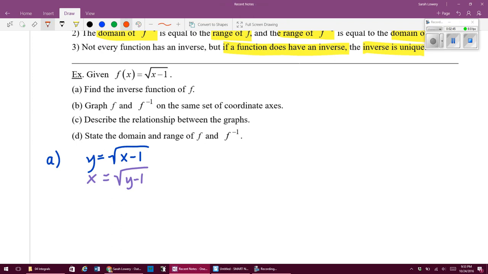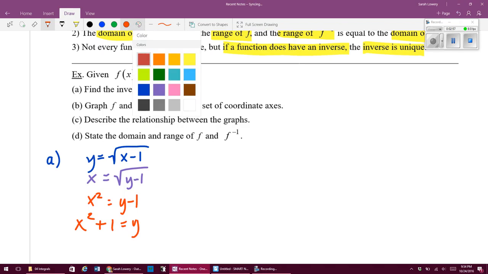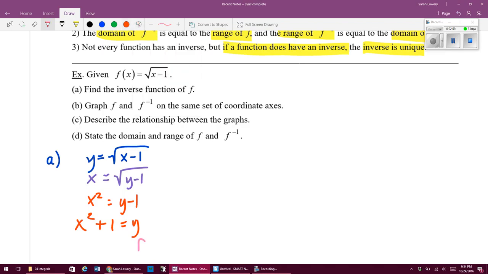So if I want to get rid of the square root, I'm going to square this and get y by itself, and I get x squared plus 1 is equal to y. So instead of y, we're actually going to say that this is the inverse function. So that means that f inverse of x is equal to x squared plus 1. So there's part A, we found our inverse.